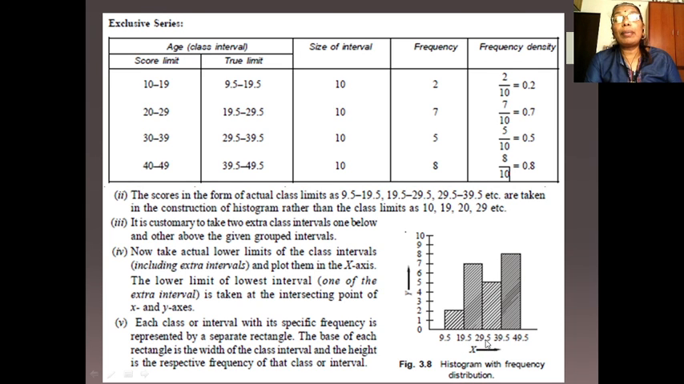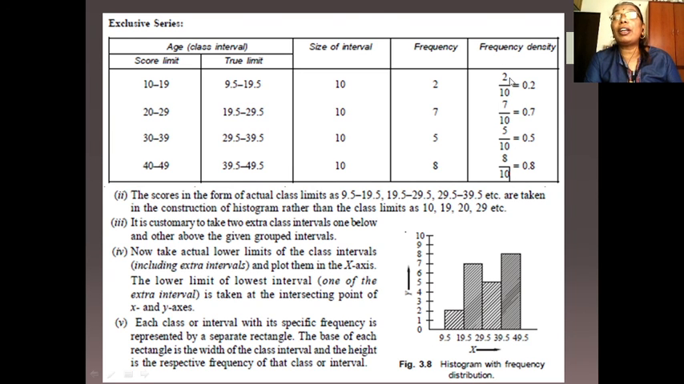For 19.5 to 29.5, the height is 7. Similarly, for 29.5 to 39.5, the height is 5. The base of each rectangle is the width of the class interval, which here is 10, 10, 10, 10.